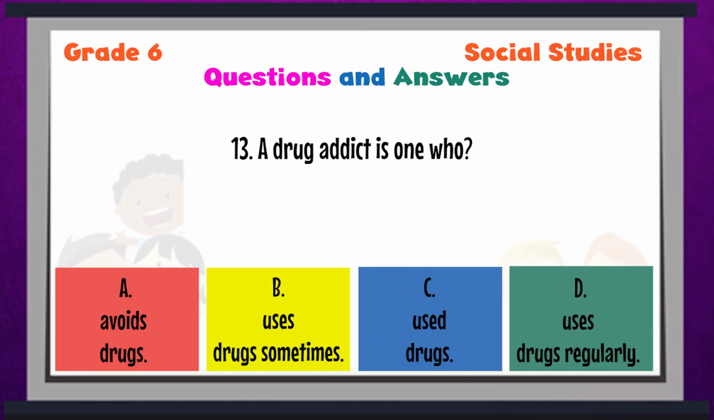Question 13. A drug addict is one who? A drug addict is one who? A, B, C, or D?